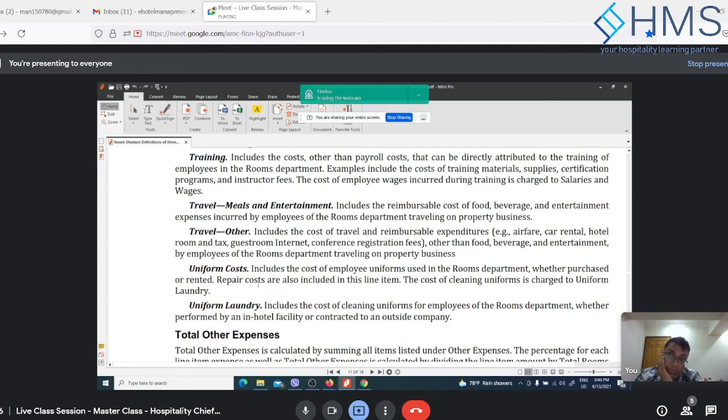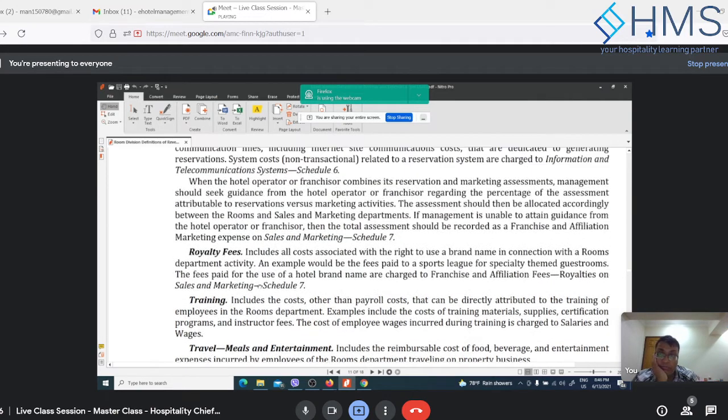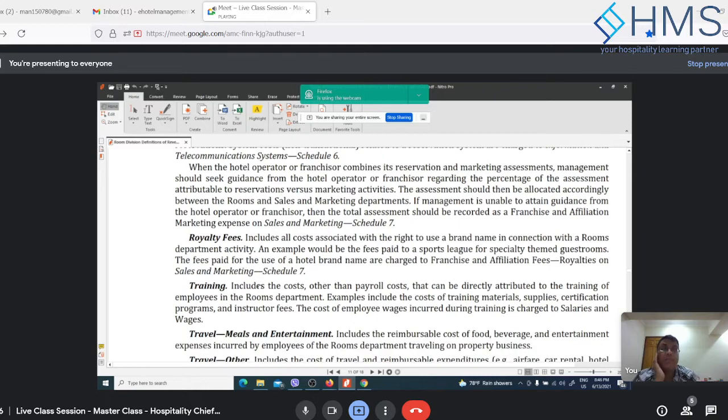So royalty fees, should it be part of non-operating expenses, or is it part of operating expenses? It's a part of operating expense. Okay, it's not non-operating because we pay withholding tax on royalty fees. Yeah, no, but it doesn't mean that you pay withholding tax, so it does not become the non-operating expense. Royalty fee is an operating expense.